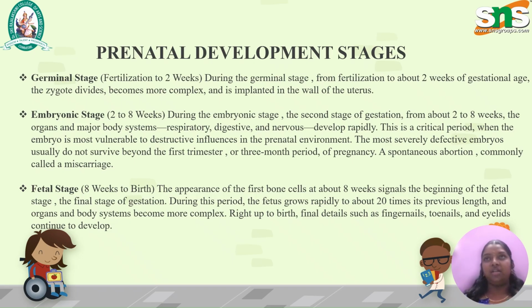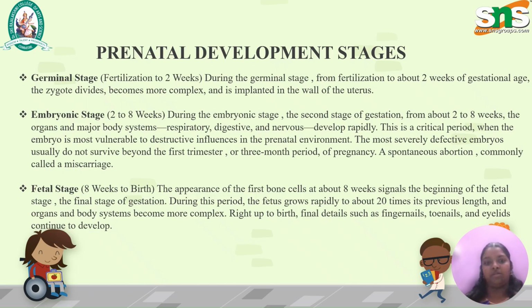In the germinal stage, it starts from fertilization to 2 weeks. During the germinal stage, from fertilization to about 2 weeks of gestational age, the zygote divides, becomes more complex, and is implanted in the wall of the uterus. During this stage, the sperm and the egg divide into a zygote and it will fit in the wall of the uterus.